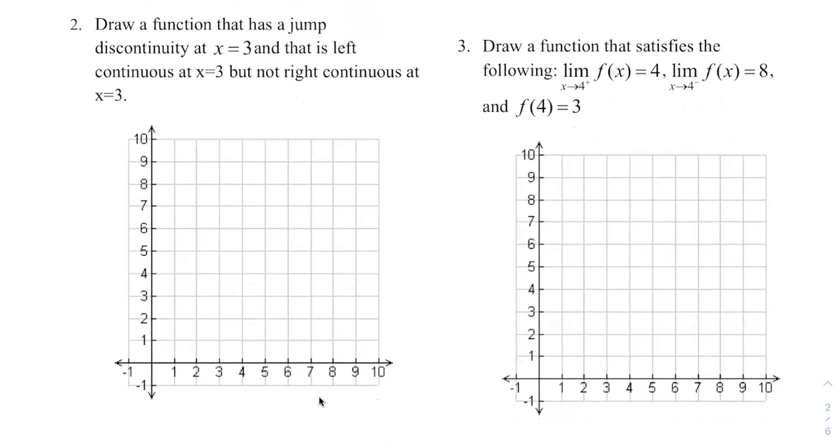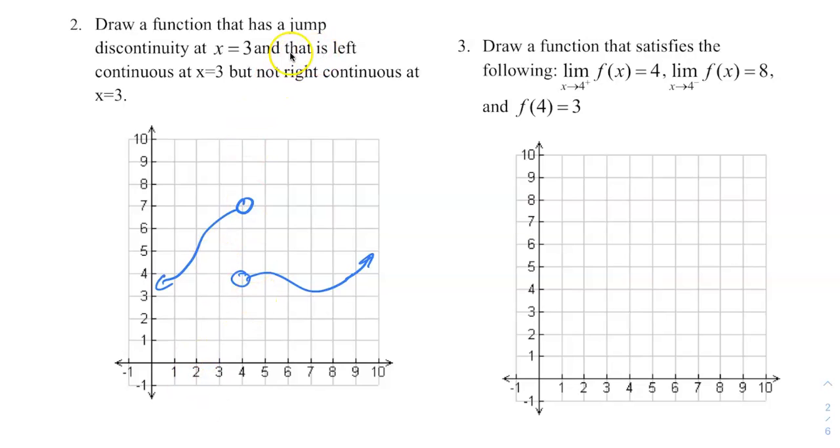Next one. Draw a function that has a jump discontinuity at x equals 3, that is left continuous at x equals 3, but not right continuous at x equals 3. So here's x equals 3, so I do a jump discontinuity, so that looks like this. That's a jump discontinuity at x equals 3.